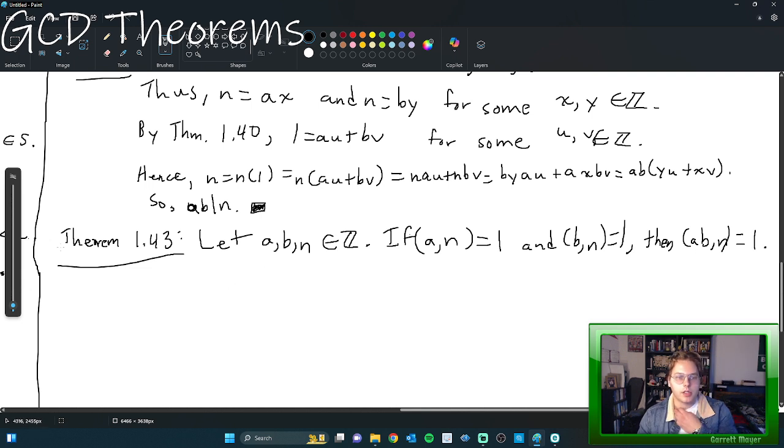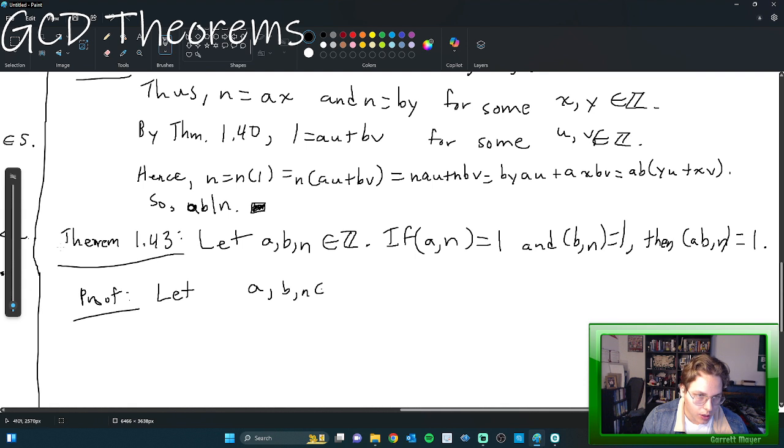So this is saying if A and N are relatively prime and B and N are relatively prime, then the product of A and B and N is also relatively prime. So the proof here, we're going to let A, B, and N all be integers, where A and N are relatively prime, and B and N are also relatively prime.